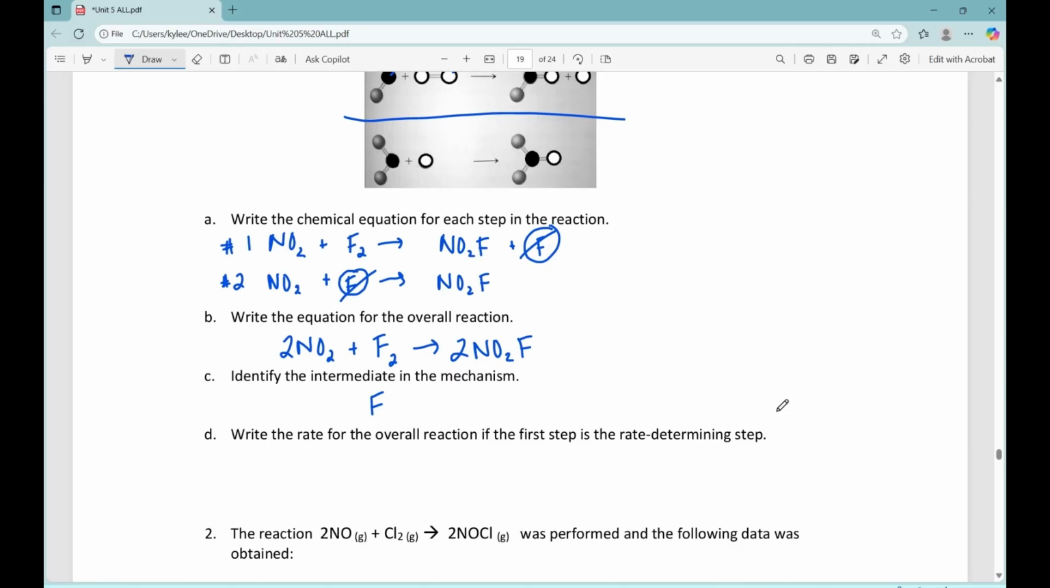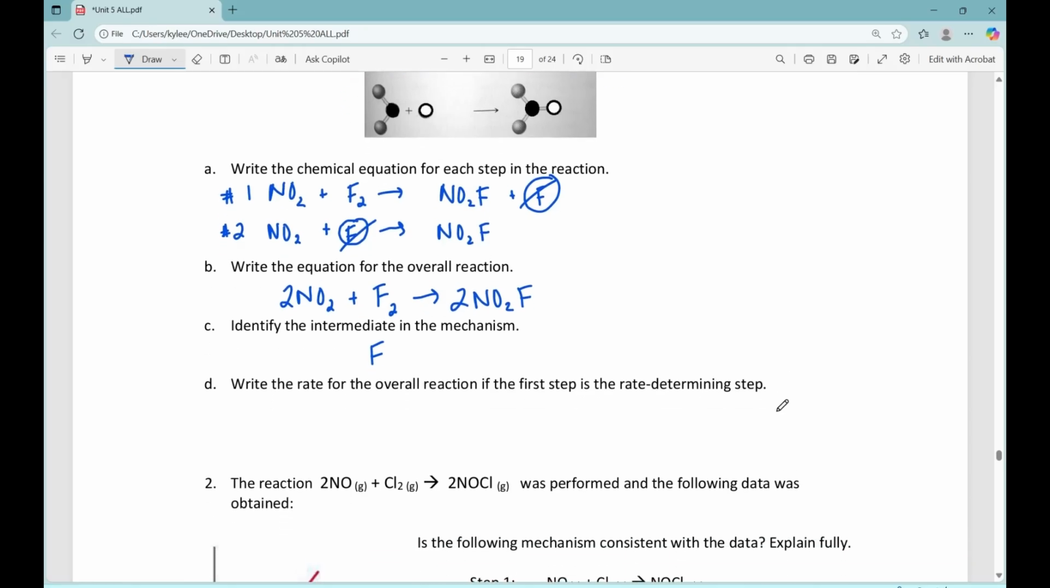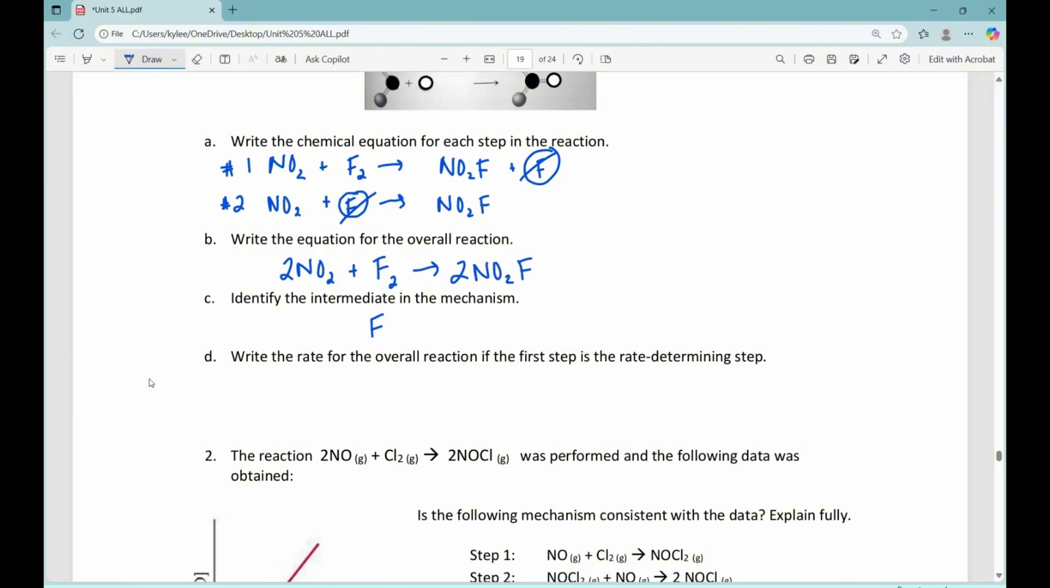Next, they want me to write the equation for the rate law if the first step is the slow step. They're saying that the first step is my rate determining step. So based on my rate determining step, I can infer the overall rate law for the entire reaction. That's going to be rate equals k, and I want to base it off of the collisions that need to happen in the first step, which would be the concentration of NO2 times F2.